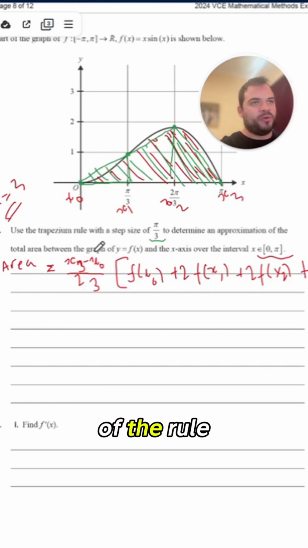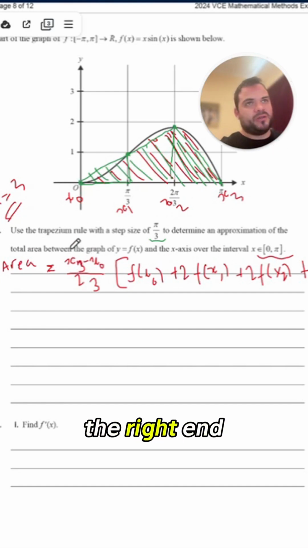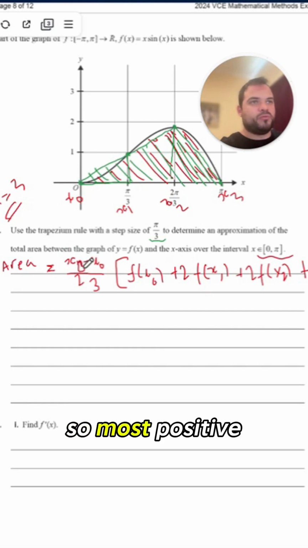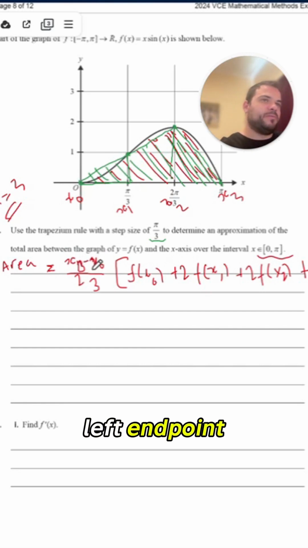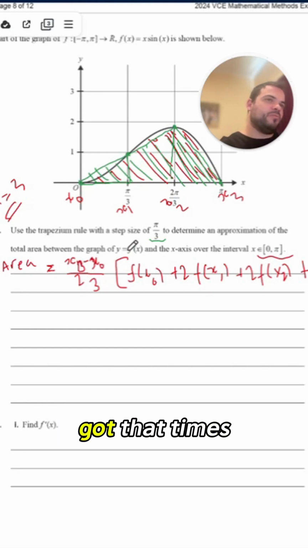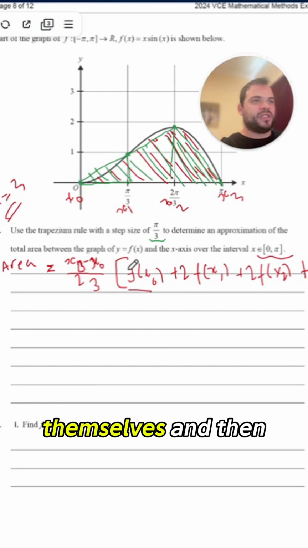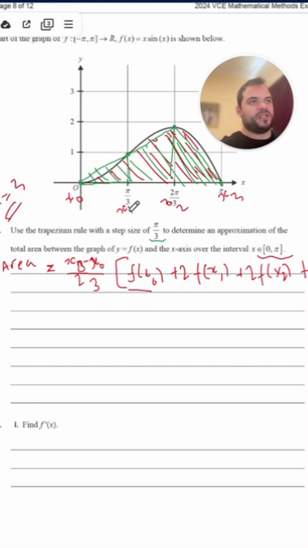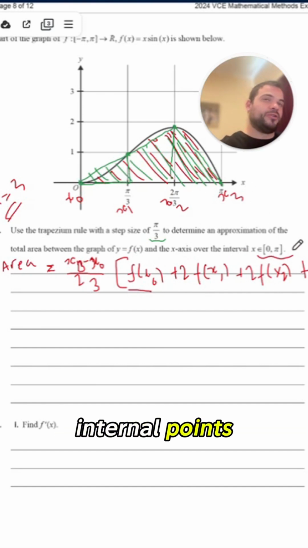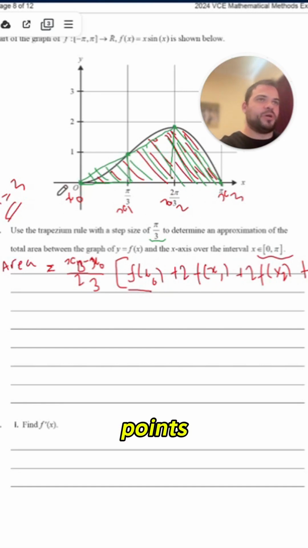Just to note the form of the rule, we've got the right endpoint, so most positive value, minus the left endpoint x0, divided by 2 times the number of trapeziums. And then we've got that times the function value at each of these points, where the function at the left endpoint and the function at the right endpoint are just themselves. And then the internal points, x1 and x2 and any other internal points if you've got more trapeziums, those are 2 times the function values at those points.